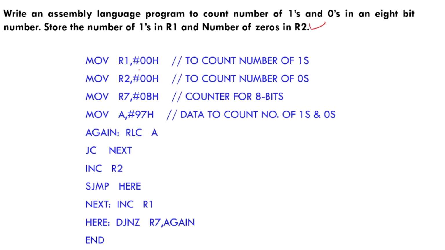This is the logic. So first I am initializing all the registers. I am taking two registers, R1 and R2. So MOV R1, #00H. That means I am initializing the register R1 as 00. Similarly for R2 I am sending the immediate value 00. That means the current data for R1 is 00 and R2 is 00. Right. Then MOV R7, #08H. Why is this given? Because I want to make a counter for 8 bits. I need to check the 8 bits. So that's why I initialized R7 as 08.